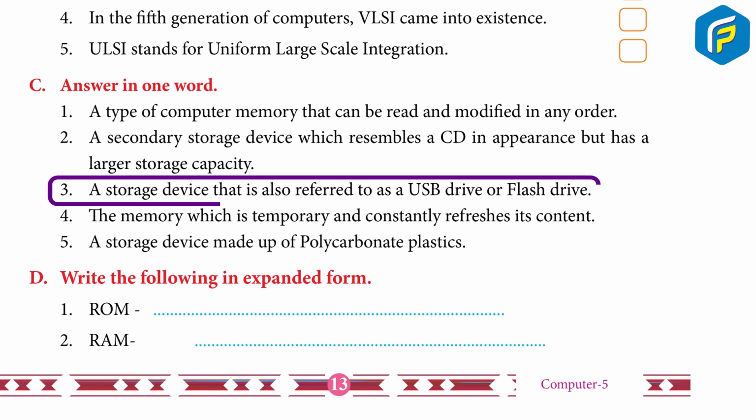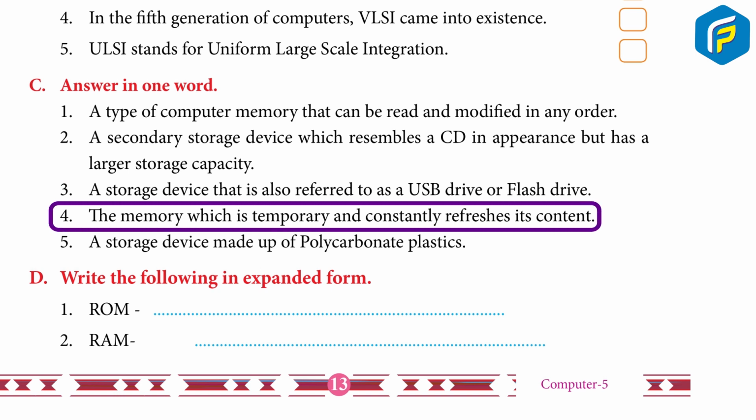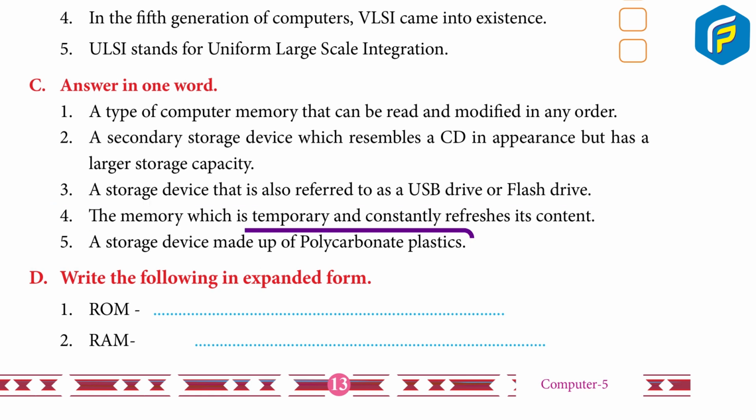3. A storage device that is also referred to as USB drive or flash drive. Answer: pen drive. 4. The memory which is temporary and constantly refreshes its content. Answer: ROM, read-only memory. 5. A storage device made up of polycarbonate plastics. Answer: CD-ROM, compact disc, read-only memory.